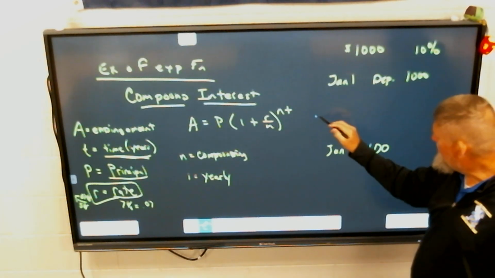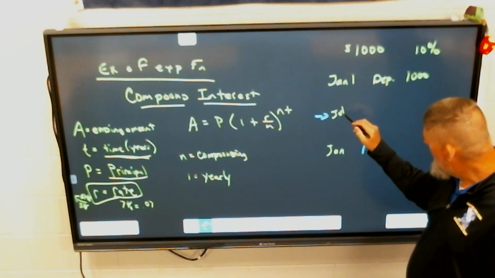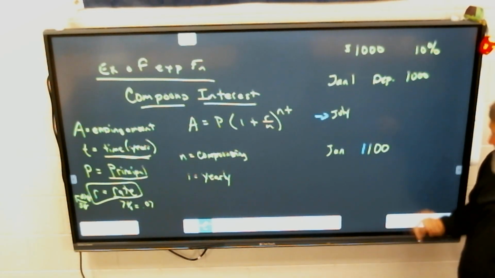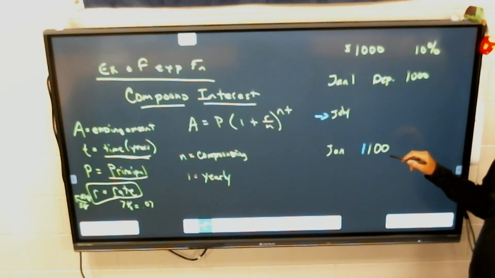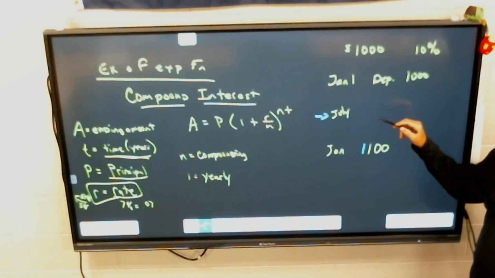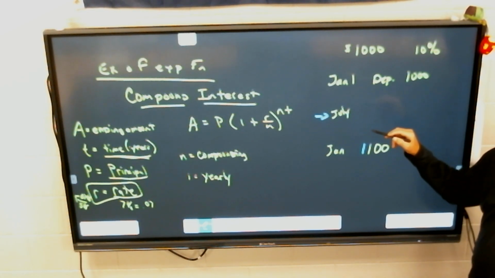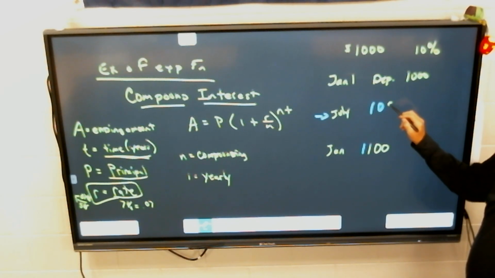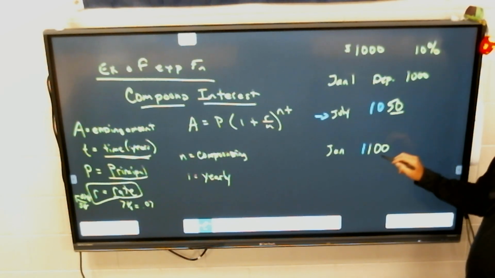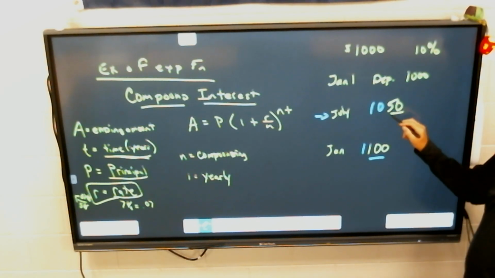What if I decide to pull it out though in July, after 6 months? How much would I get? After a year, they're going to give me 100. After 6 months, they're going to give me 50. Yeah, well, 1,050. I have 1,000, they're going to give me $50. Here they gave me 100 after a year. Here they're going to give me 50.